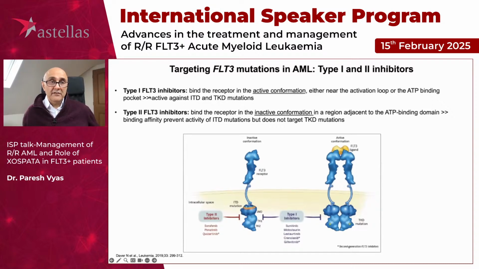Turning to the inhibitors, there are two broad classes of inhibitors, so-called type 1 inhibitors and type 2 inhibitors. The type 1 inhibitors bind to the receptor in an active conformation, and gilteritinib or Xospata and midostaurin are exemplars of that. Type 2 inhibitors really bind only in the inactive conformation when it's a monomer. And here, you really can't target TKD mutations, you just target ITD mutations, and quizartinib and sorafenib, which I think is used in India, is an exemplar of that.